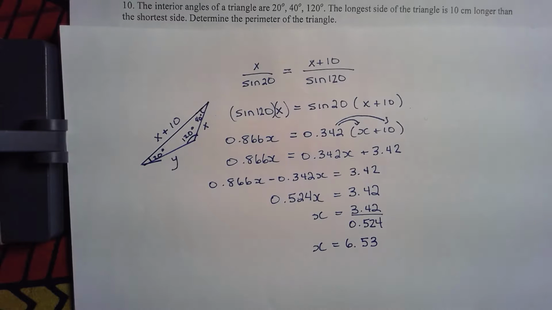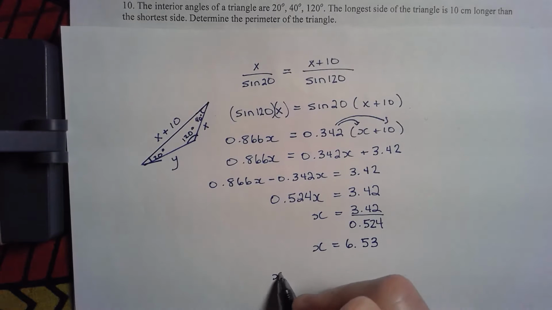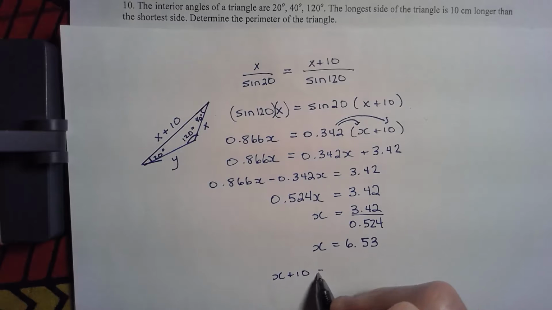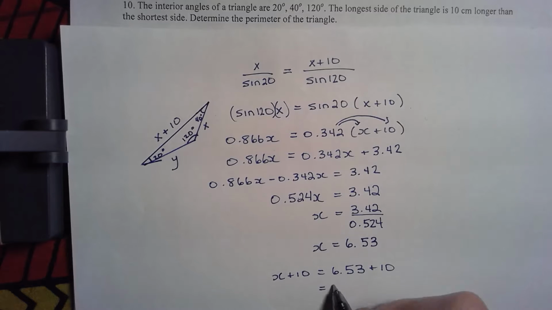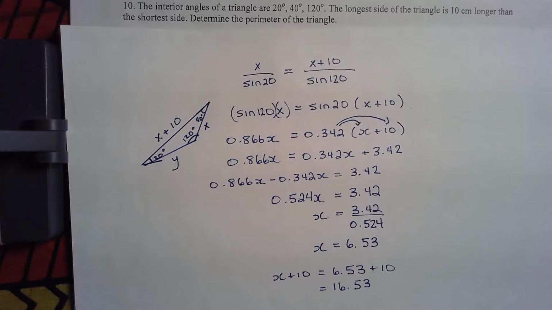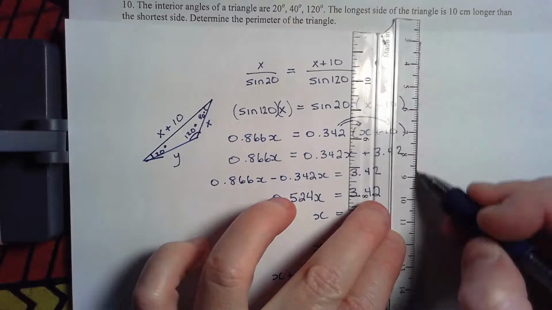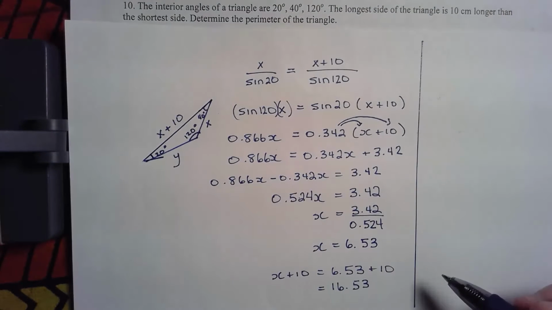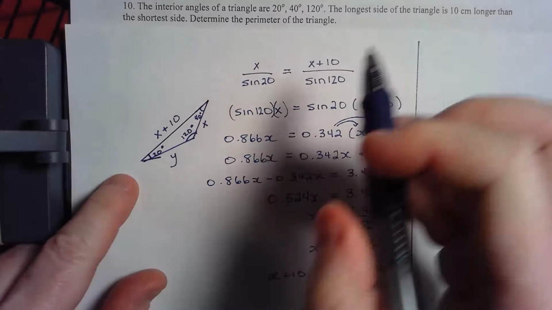Well, now then I know that my longest side here is x plus 10. So I know that x plus 10 is equal to 6.53 plus 10, which is equal to 16.53. So I'm almost done. I now need to figure out what y is so that I can figure out the perimeter of my triangle, because I now have two sides and I want to figure out the third. So I'm going to do y over sine 40. So now I can solve it.